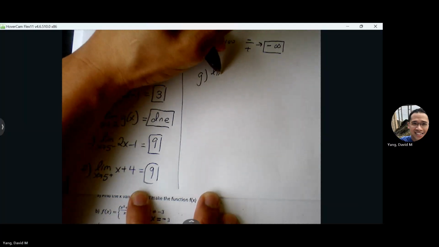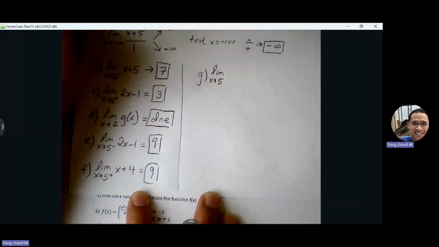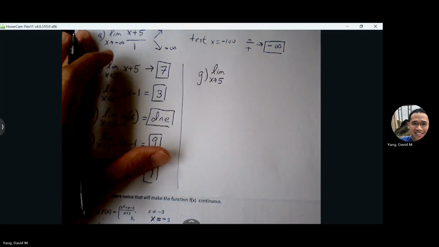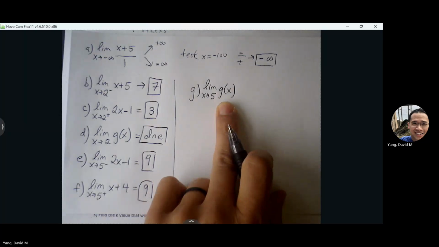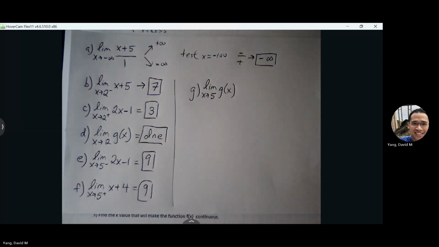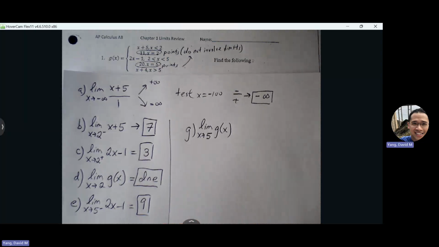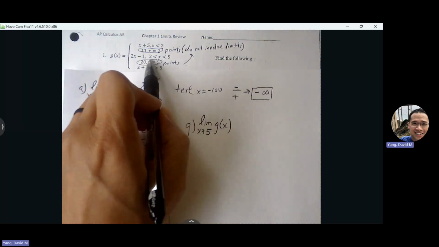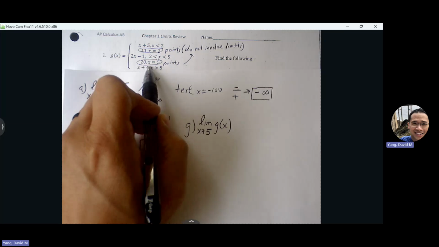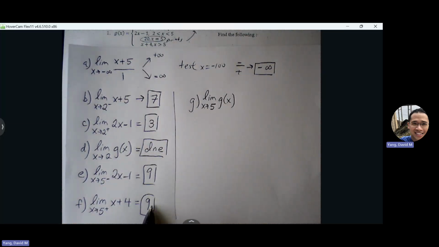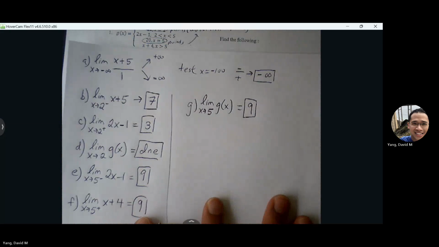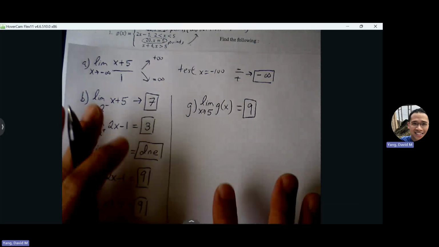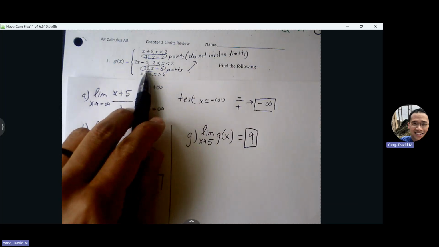Part G, limit as x approaches 5. What'd you say for this one? 9, right? Also 9. The ordered pair is living elsewhere, so we know there's a hole in the graph, but the approach is consistent, right? Left and right are both headed towards 9. And so that's enough for our limit to exist, even though the point is living elsewhere. If it asked for g of 5, then we look at that single point.